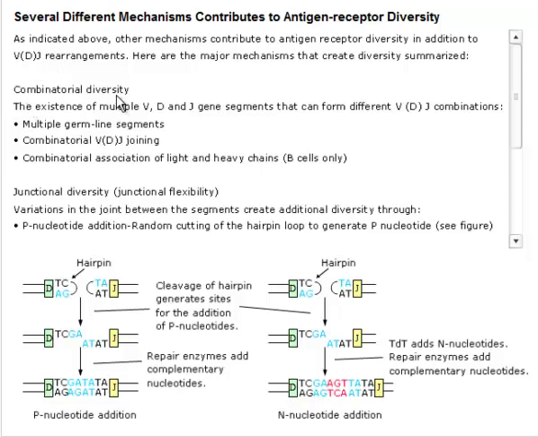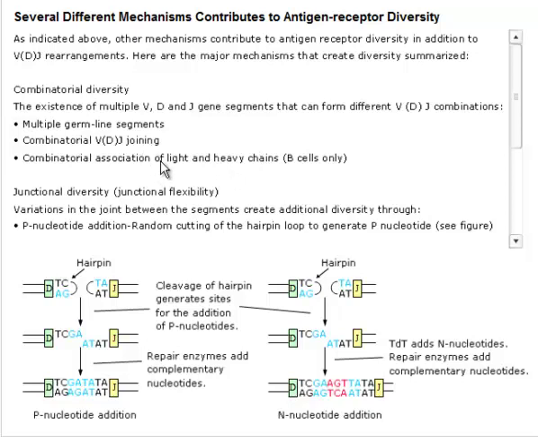So we saw combinatorial diversity. So there's existence of multiple V, D, and J gene segments that can be rearranged in different combinations to form different VDJ combinations or different antibody loci. So there's multiple germline segments, and you have combinatorial joining of these regions, and the combinatorial association of the light and heavy chains as well. So you've got combination of the VDJ regions, not only of the light chain, but also of the heavy chain.